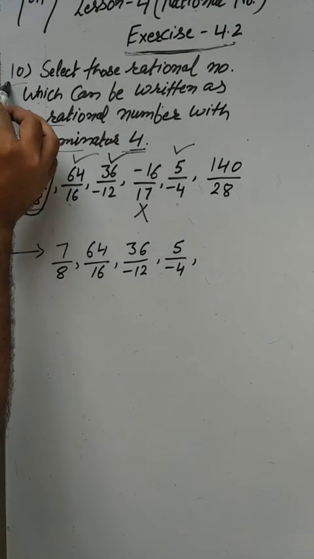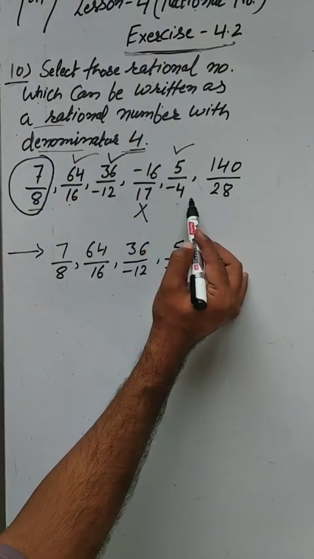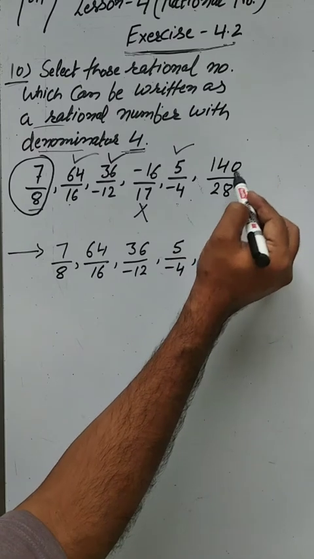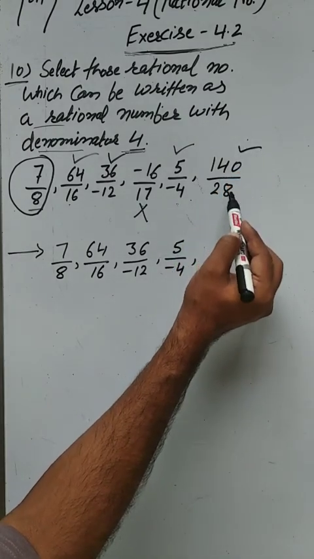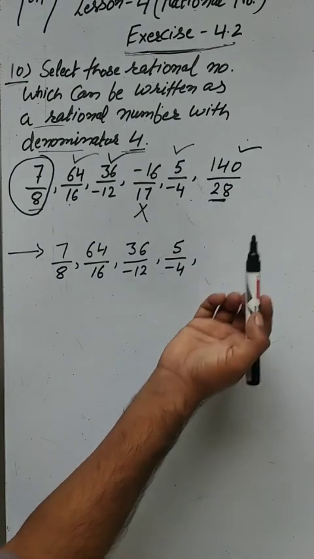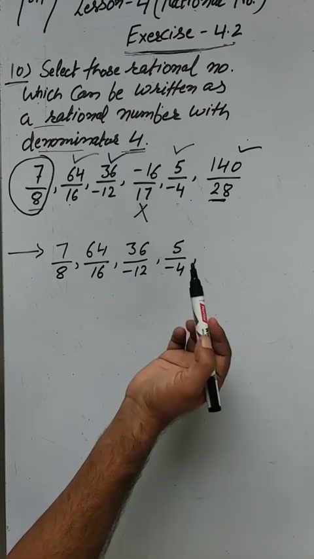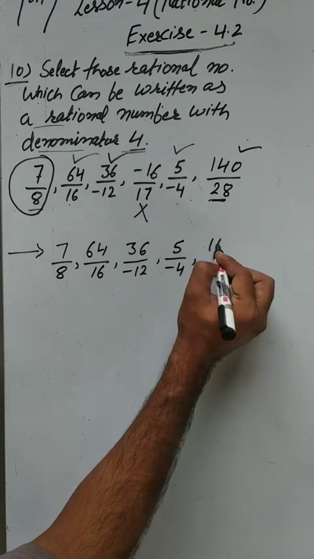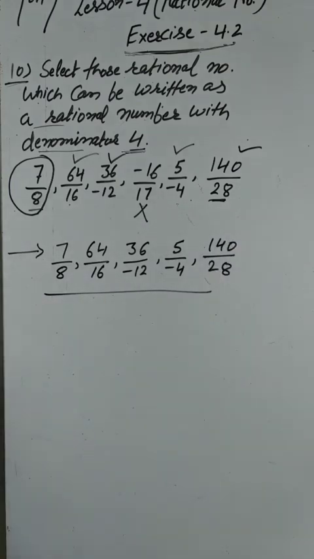Yes, but in question 10th, there was some problem in the statement. Up to here it is the same, and the last number in the statement was 140 upon 28. Now can I change 28 into 4? Yes, definitely, 28 can be changed into 4 if 28 is divided by 7. So our last number is 140 upon 28. These are the rational numbers which can be written with the denominator 4.